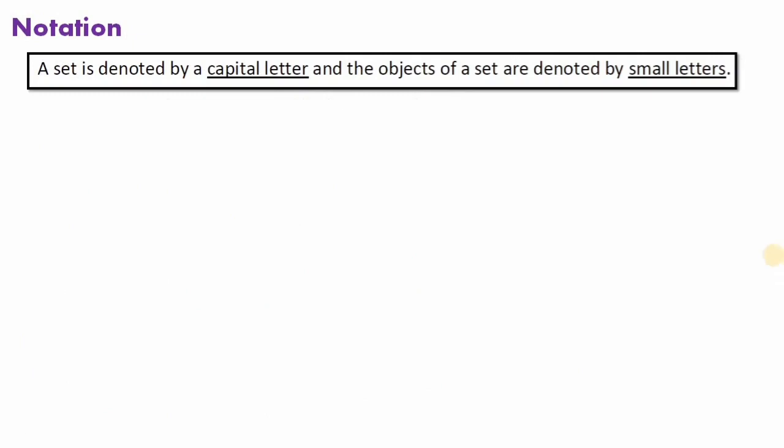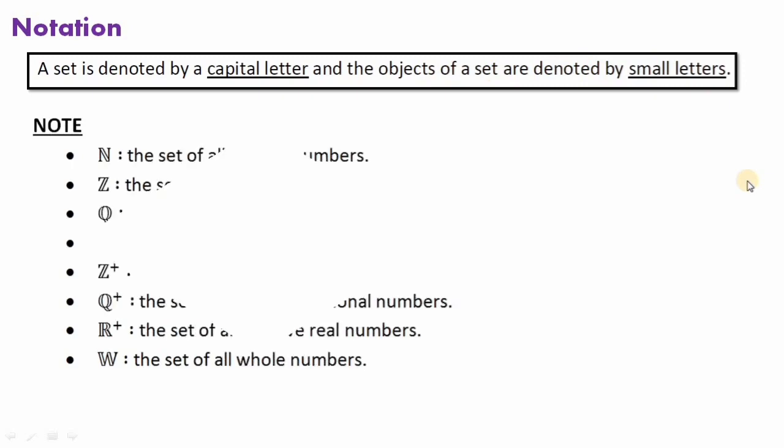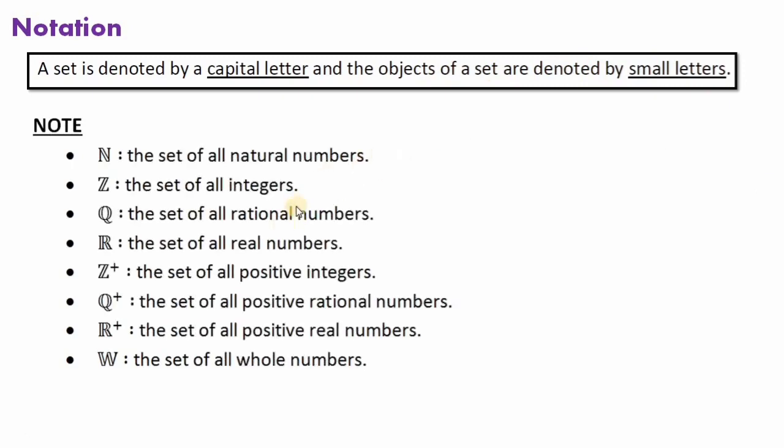The very important thing that you need to remember is that a set is denoted by a capital letter, and the objects of a set are denoted by small letters. Now we need to learn some standard notations. This N written in this special manner is called the set. As I said, a set is represented by a capital letter and this is also a capital letter. Whenever you see this, it means this is the set of all natural numbers.